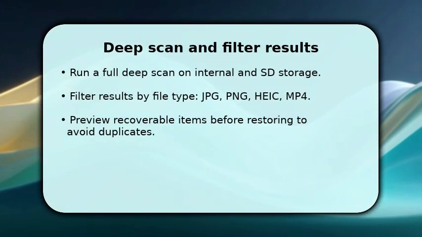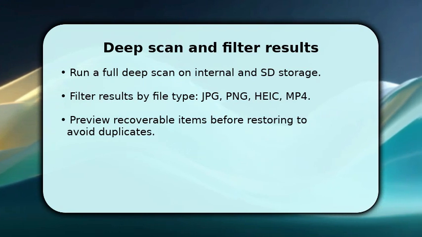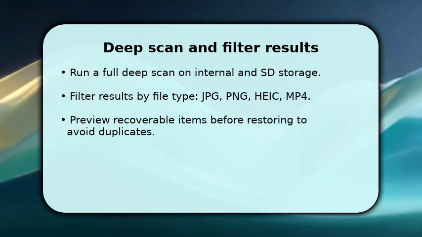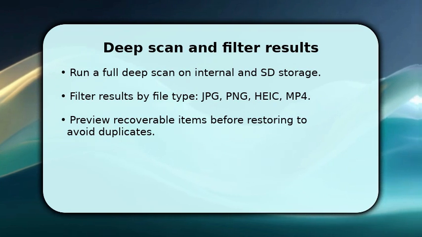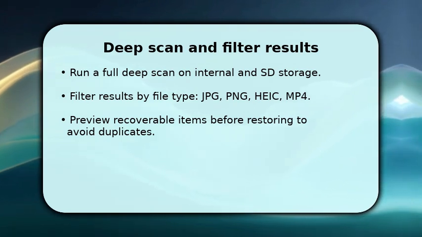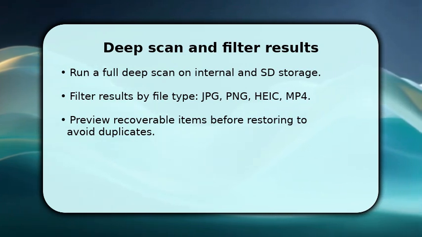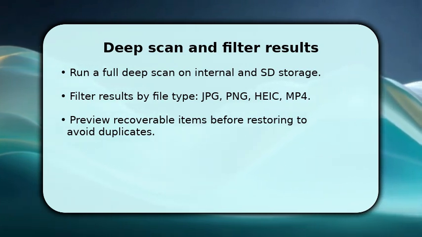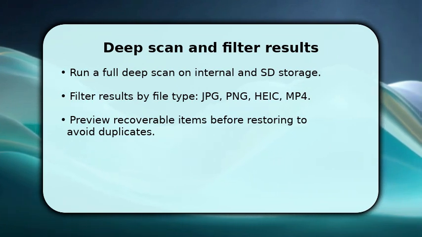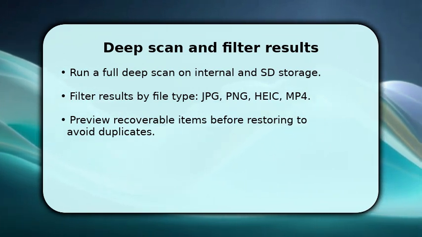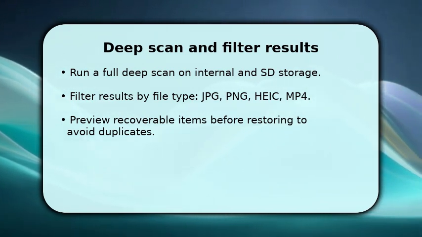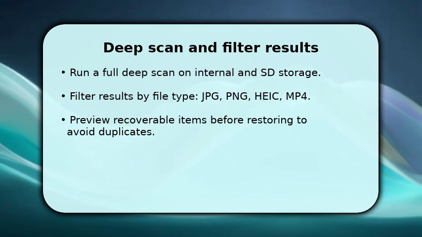Now you perform the complex middle steps. Launch the deep scan and let it complete. Deep scans search file tables and unallocated blocks, which is why they take longer. Use filters to show only image and video formats like JPG, PNG, HEIC, and MP4 so you can focus on photos. Preview each file to verify integrity before restoring, because previews reveal corrupted images.